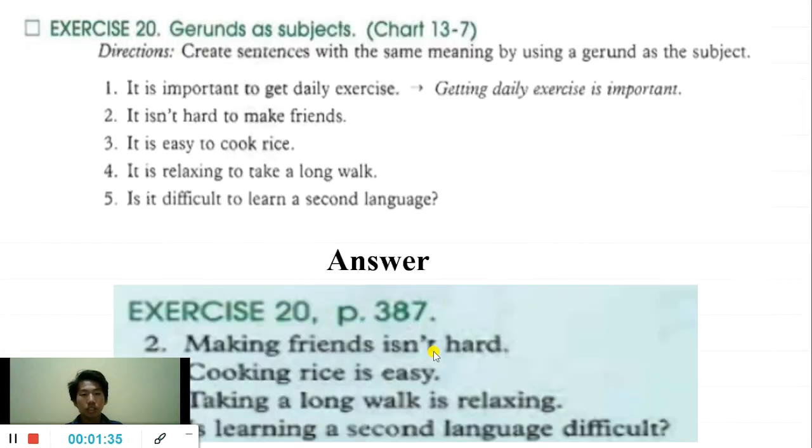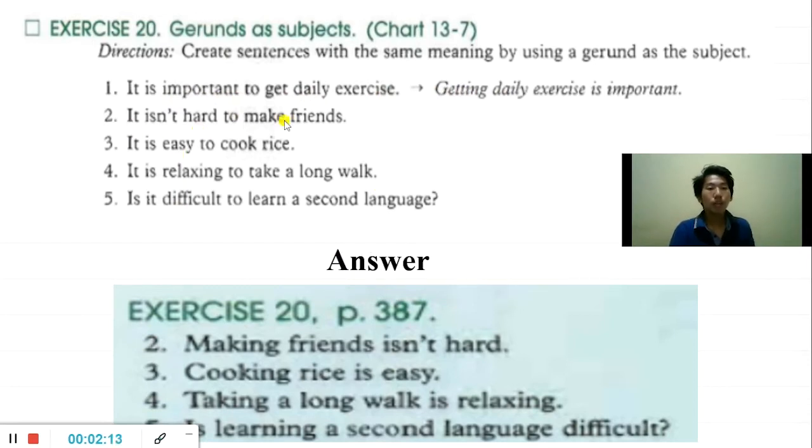Okay, next. We do exercise 20. Gerund as subject. Direction: create sentences with the same meaning by using a gerund as a subject. Number 1. It is important to get daily exercise. Okay, we look at infinitive to get, and then the gerund is getting. The verb of the infinitive we plus verb ing to be getting. Getting daily exercise is important. Okay, like that.